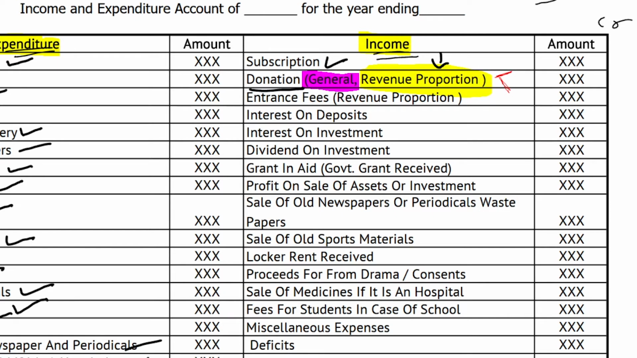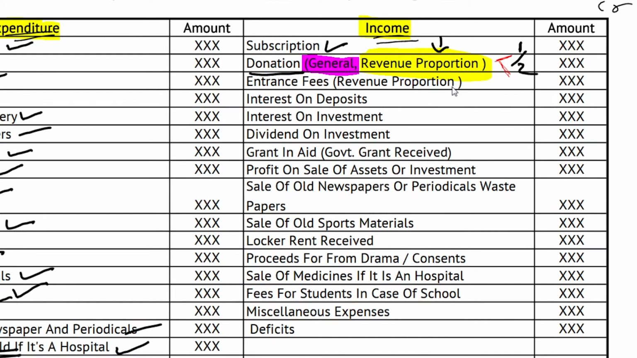So if they mention in the question that half of the donation should be capitalized, you have to remove that half. They will mention how much amount should be capitalized. Here you are only recording the revenue proportion, nothing else. Entrance fees: again the same thing applies as for donation. If entrance fees are capitalized, you have to again deduct that. If they have not given anything, generally you will enter it here, considering it to be general.